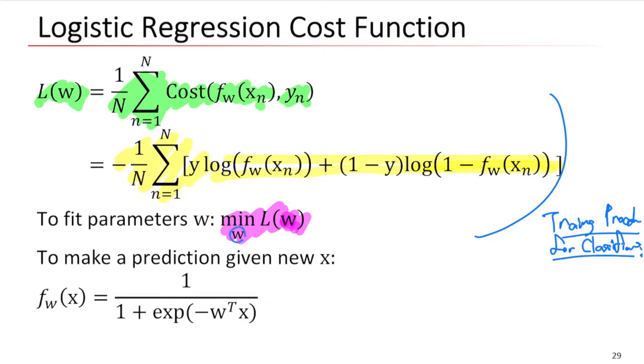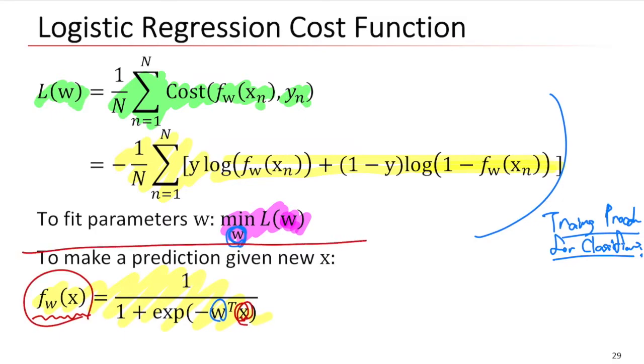Then, if we found this parameter w, now we have a mapping function like this with the estimated w, and if there is a new sample with a feature vector x, then we can determine this probability, the output for this input value. So this will be the testing procedure for classification.